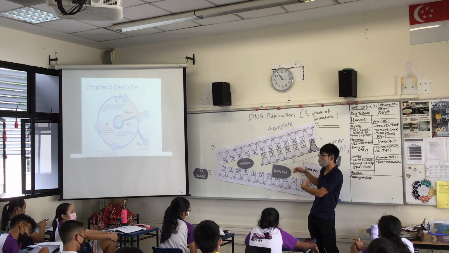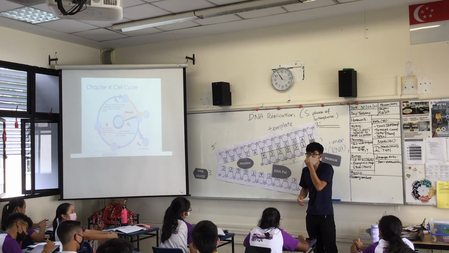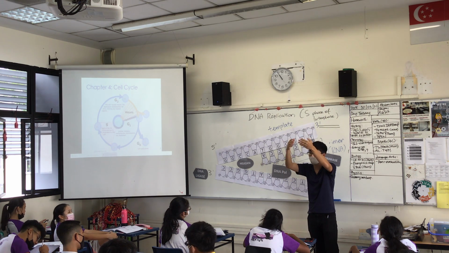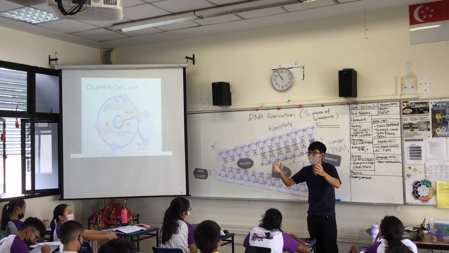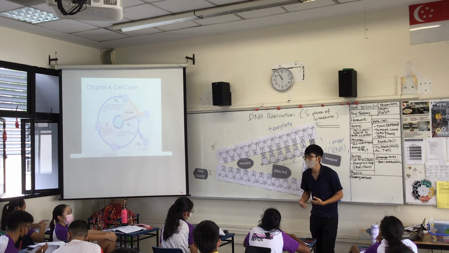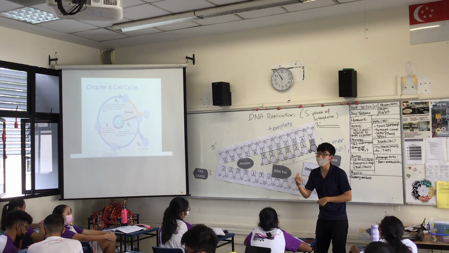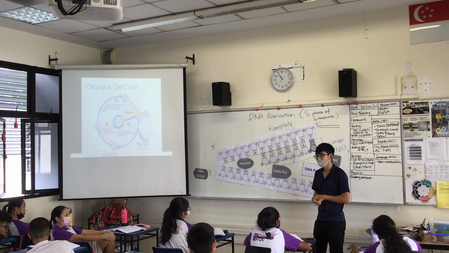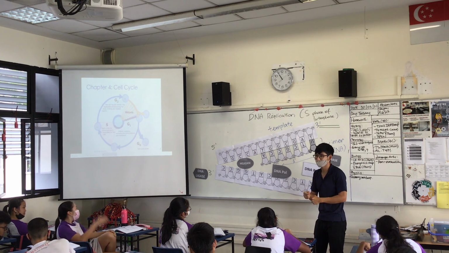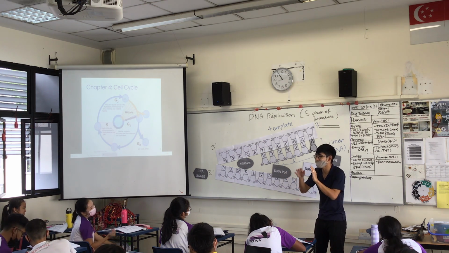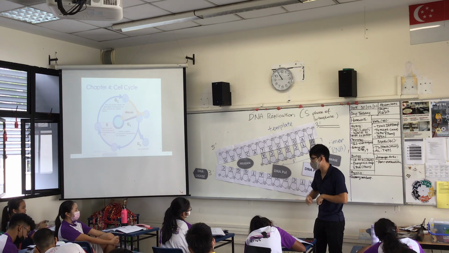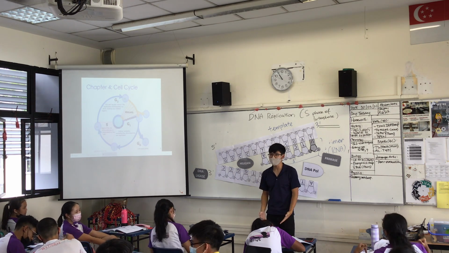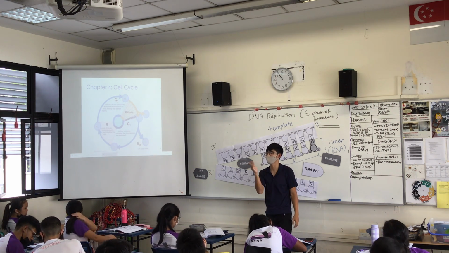Why does DNA replication take place? Great question. Because imagine now I divide a cell into two. If I did not replicate the DNA before, I end up with a cell with half the amount of DNA. Now where does it take place? Where do you find DNA in the cell? Nucleus. It takes place in the nucleus. Any cell that needs to divide, we will need to divide its DNA first.